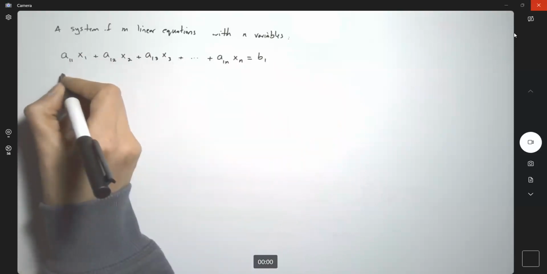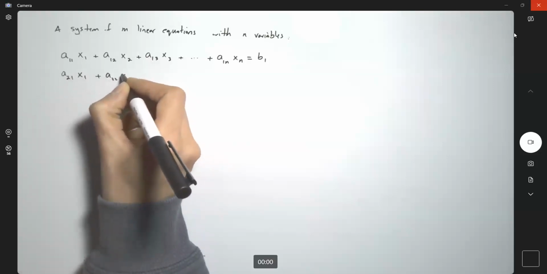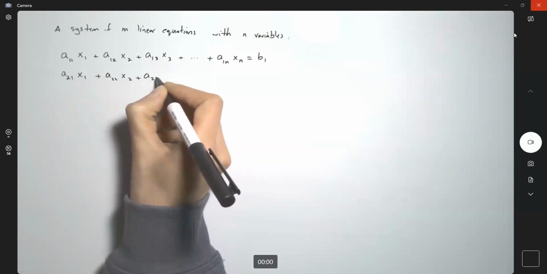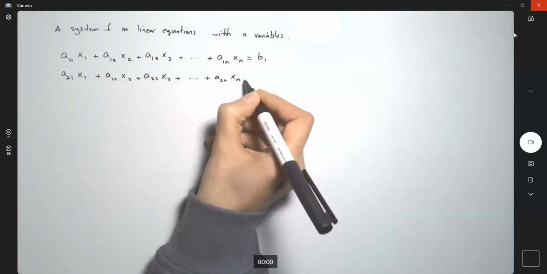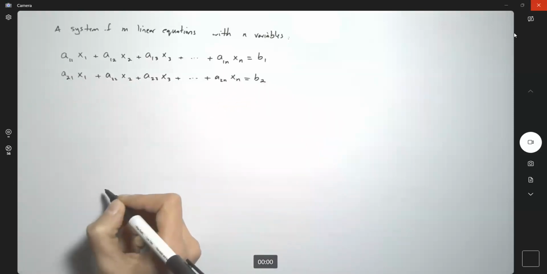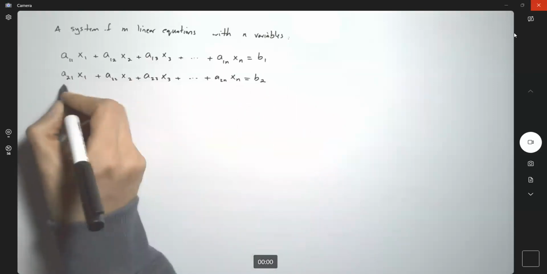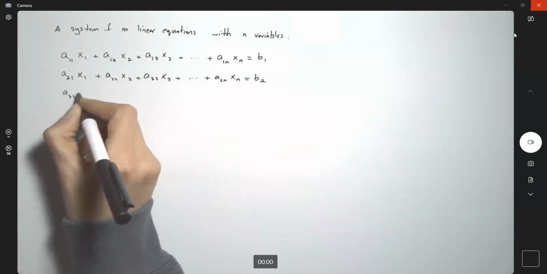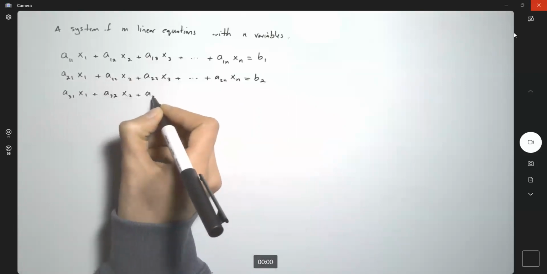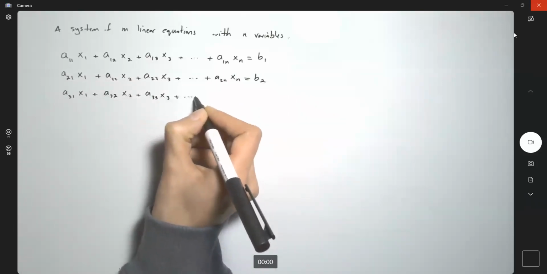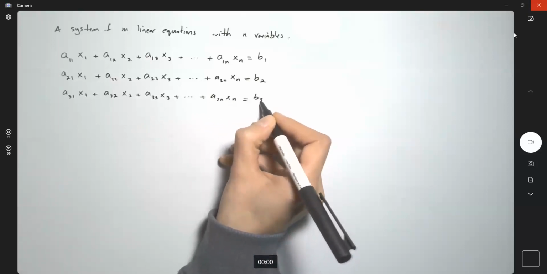The second equation is denoted by a sub 2 1 x1 plus a sub 2 2 x2 plus a sub 2 3 x3 plus a sub 2n xn equals b sub 2. We continue this process. This is our second equation. The third equation, a sub 3 1 x1 plus a sub 3 2 x2 plus a sub 3 3 x3 plus the rest of the terms, a sub 3n xn equals b sub 3.